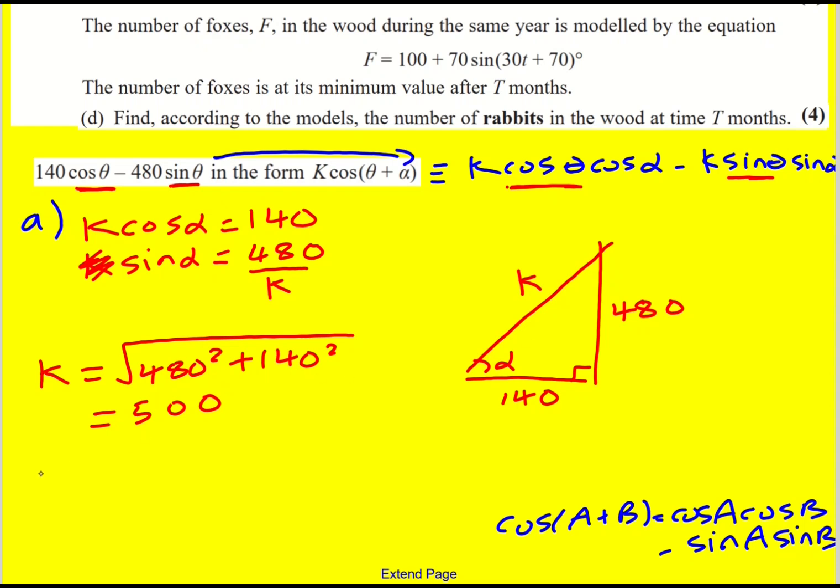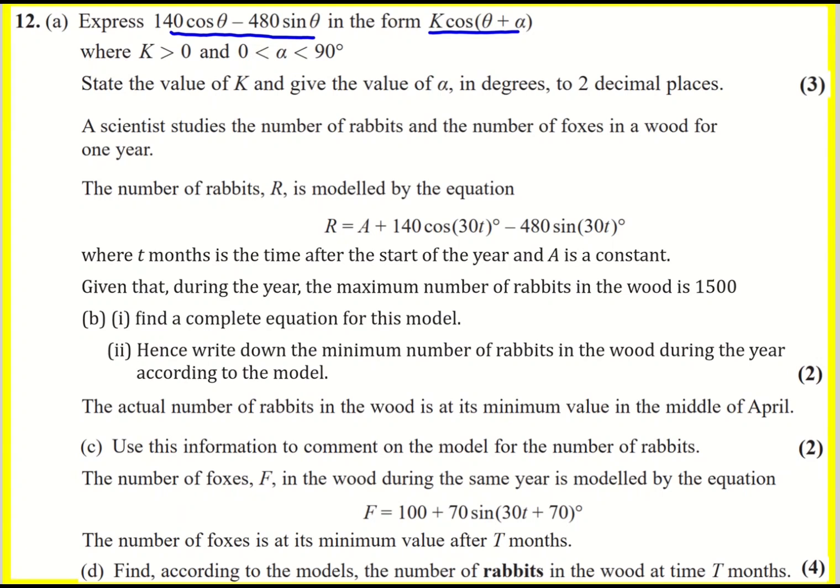And then I always go with tan. You could use tan, cos, or sine at this point, but if I go with tan, then just in case I made a mistake with that K, I'll get this next bit right. So tan alpha is then going to be 480 over 140. Now, we're working in degrees here, so make sure your calculator's in degrees. Do inverse tan, and we get 73.739. And therefore, I've got 500 cos(theta plus 73.74).